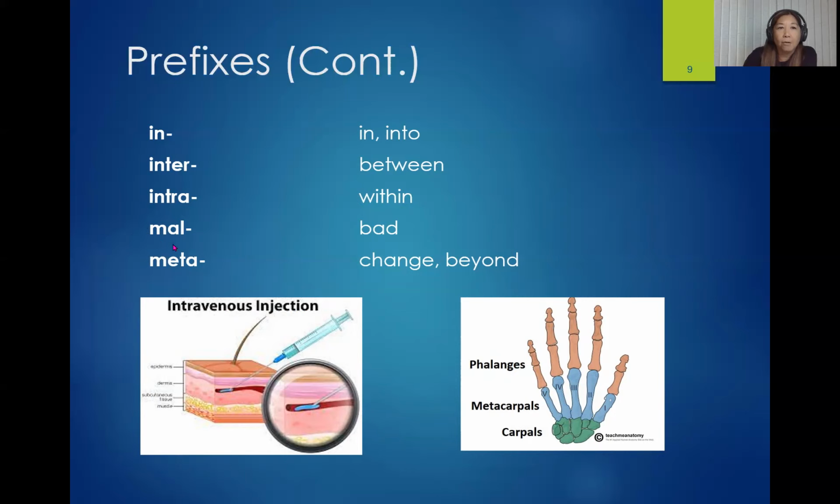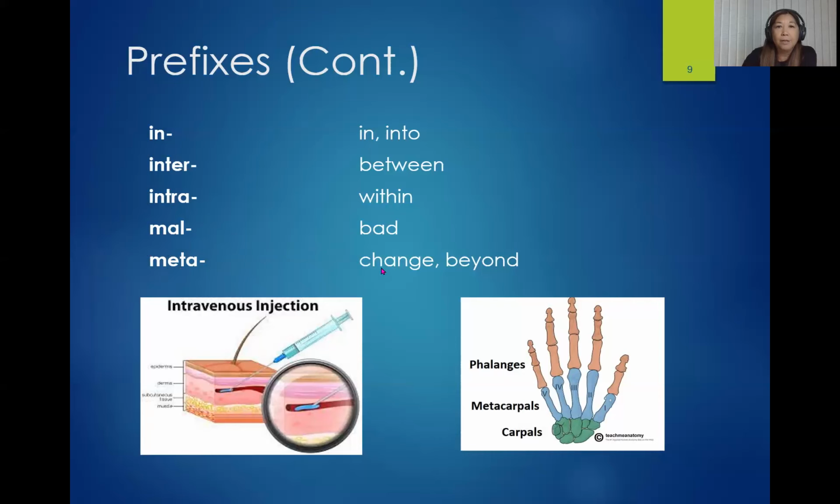Mal is another common prefix, which means bad, right? So you can have malabsorption, right? Poor absorption, or you can have malignant, right? Which is a bad condition where a patient has cancer.